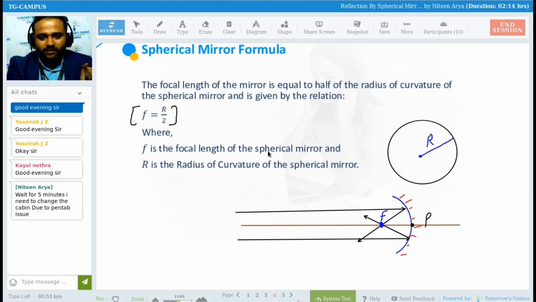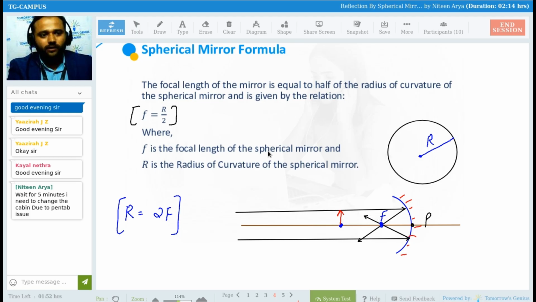So this is your focus. There is a relation f equals r by 2, because we already learned this. This particular derivation we did in class 10th. The radius of curvature equals 2OF, which means 2f. If you don't remember how we can do that, I can tell you. With the help of the mirror formula, we can do this.